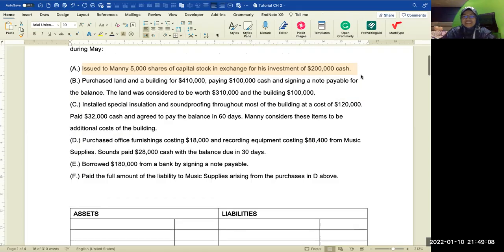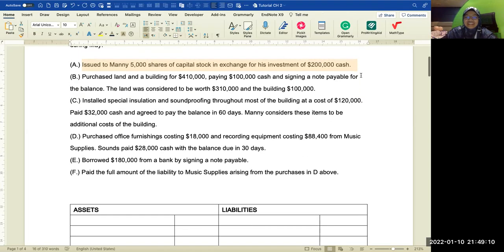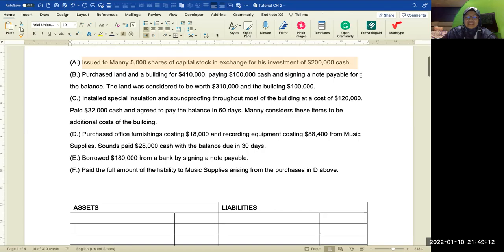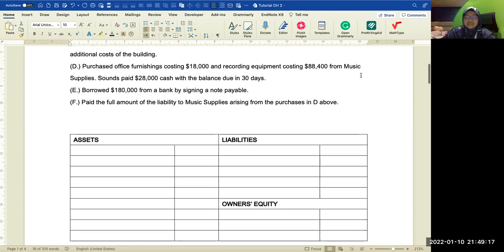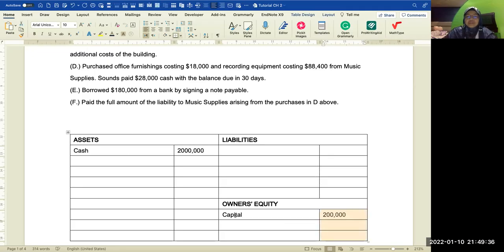Issued to Money 5,000 shares capital stock in exchange for his investment 200,000 cash. That means the cash should be increased by 200,000. Good. Then you have your capital here, owner equity. Capital should be again the same amount. All right, very good. So that's the first transaction.